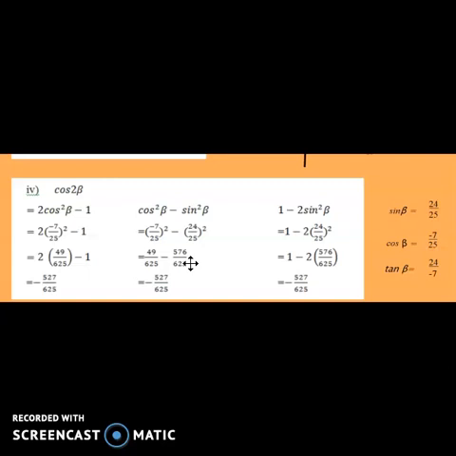If I had chosen to use 1 minus 2 sine square beta, my answer would have been negative 527 over 625. The very, very same answer in all three. So it did not matter whether you chose that, or whether you chose that, or whether you chose that to answer this question. You would have gotten the same answer inevitably.